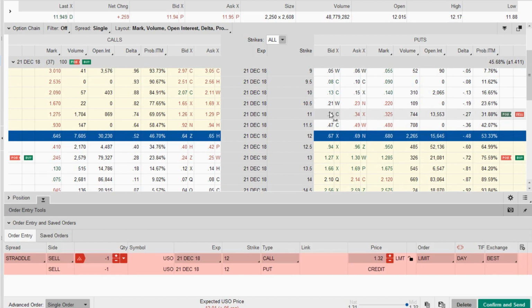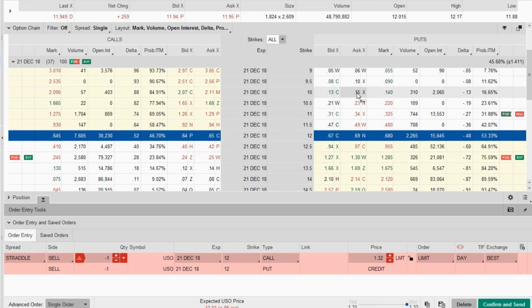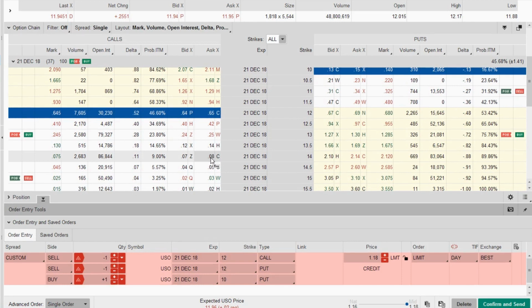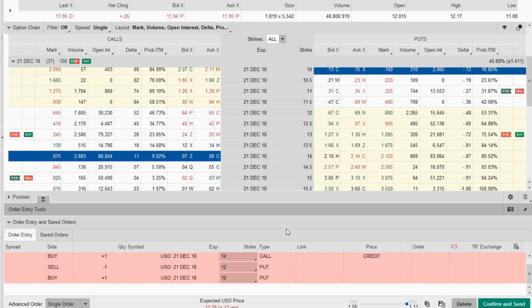And now we're going to come out about $2 on each side and buy some protection. So if we sold the 12, we're going to come out here about the 10 and buy some protection. So we're going to buy the puts, the 10 put, and then we'll also come out here on the call side and we'll buy the 14 call. So now we're looking at an iron condor.